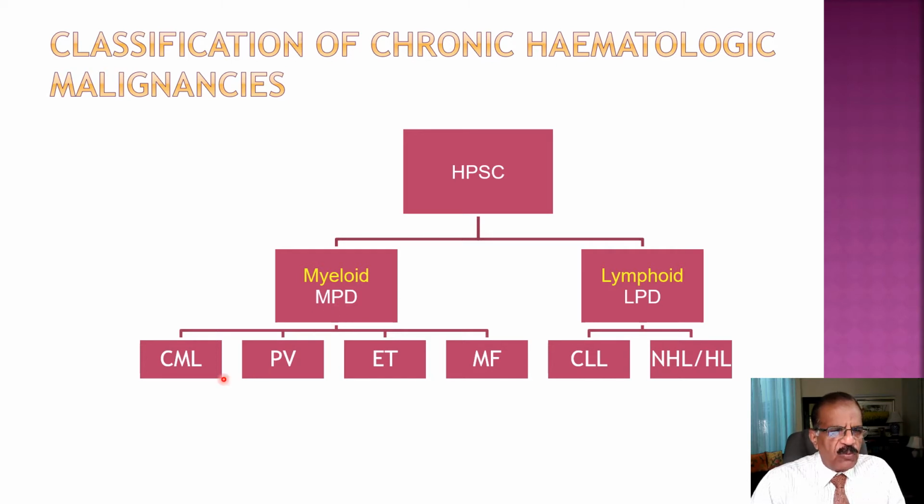As I just said, we have covered chronic myeloid leukemia, but these three conditions, polycythemia vera, essential thrombocytosis, and myelofibrosis, will be discussed today relatively briefly, because the basic principles and pathogenesis are the same as were discussed in more detail in chronic myeloid leukemia. If you have not watched that video earlier, you could go back and see that video and then come here again.